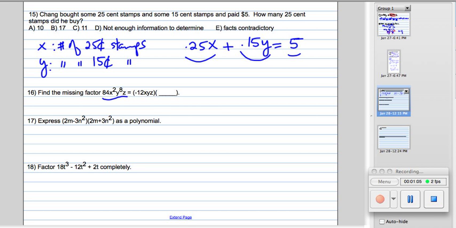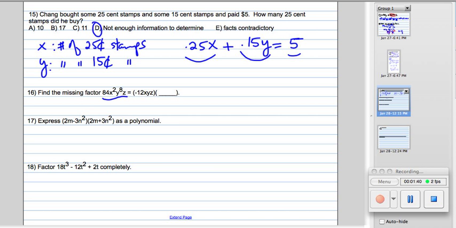But we need another set of information. We need to be told, for example, that he bought a total of 20 stamps or something like that, so we would know what X plus Y is equal to as well in order to solve this problem. Because we have two variables, two missing things, we need two equations to solve it. So we don't have enough information to solve this problem.